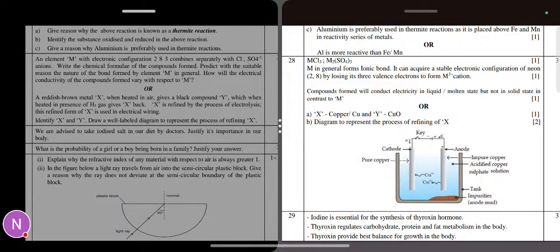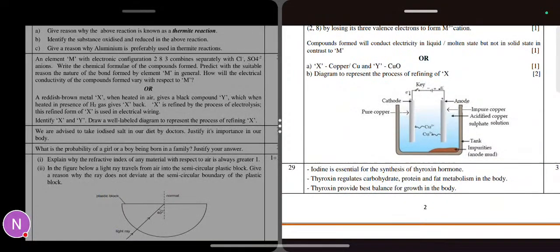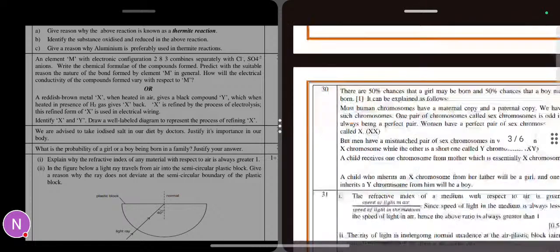We are advised to take iodized salt in our diet by the doctor. Justify its importance in our body. Iodine is essential for synthesis of thyroxine hormone. Thyroxine regulates carbohydrate, protein, and fat metabolism in the body. So thyroxine provides the best balance for growth in the body.